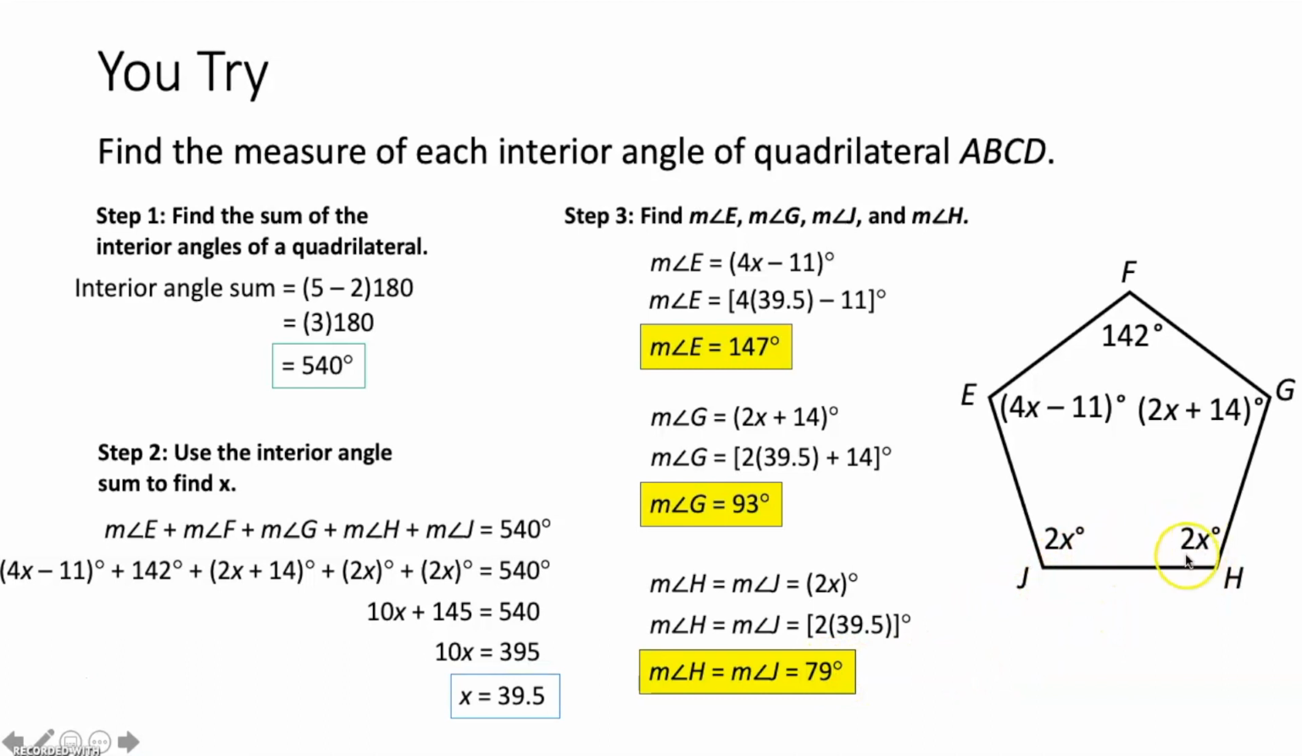Clearly, the figure is not drawn to scale because these look like obtuse angles, and that's clearly an acute angle measure. So just know that this figure is not drawn to scale.